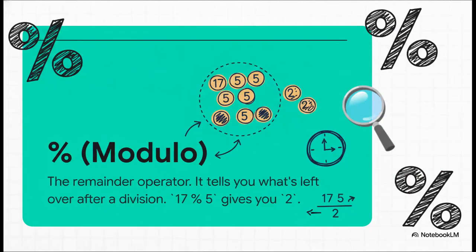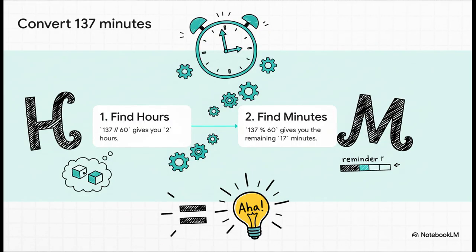And here is its perfect partner, the modulo operator, that percent sign. So after you fit 5 into 17 3 whole times, what's left over? Well, 2 is left over. That's what modulo gives you, just the remainder. It's the other half of the story. And this is where it all just clicks.